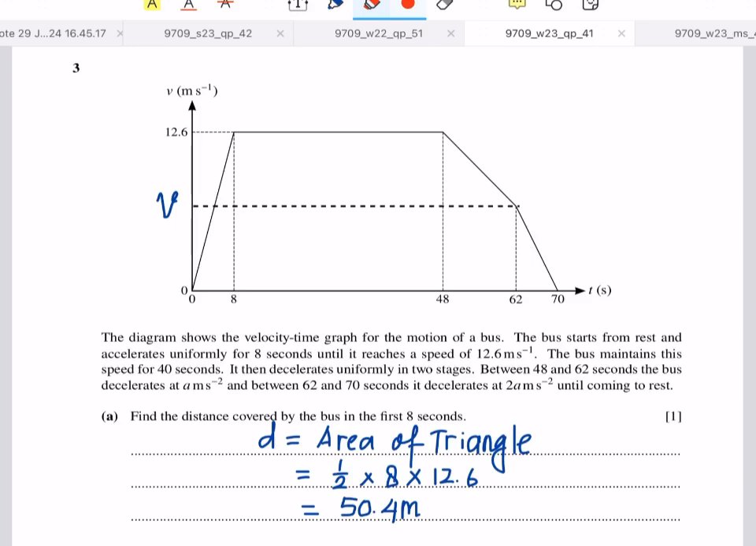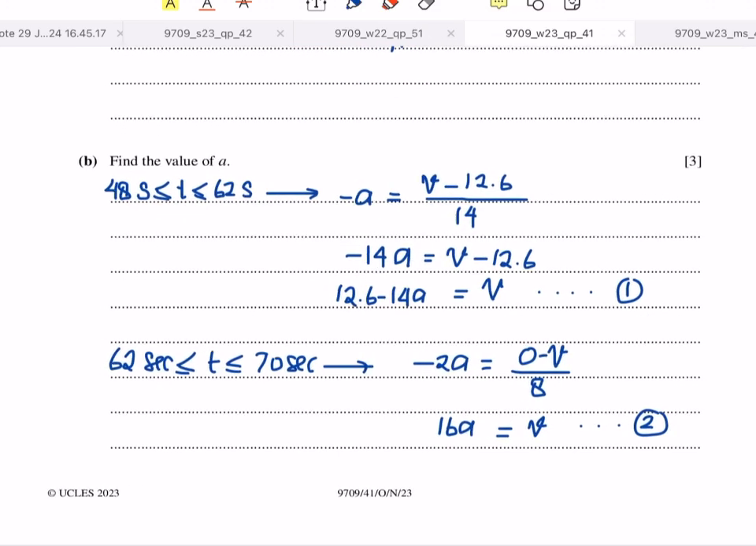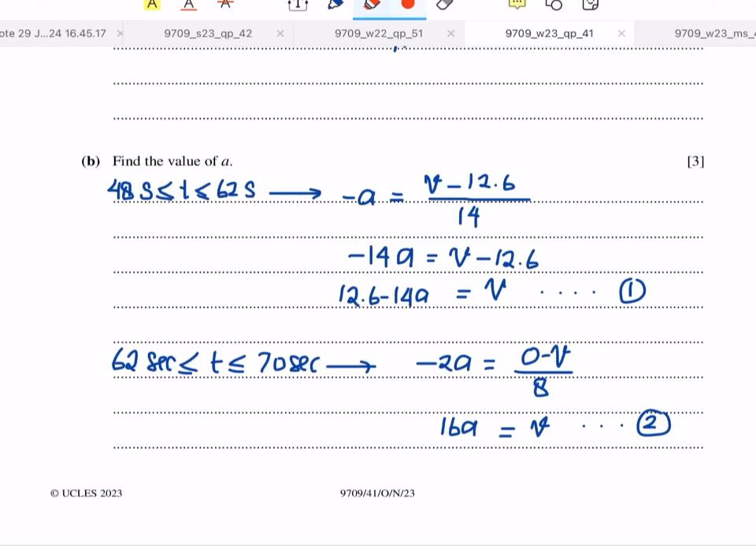A. Find the distance covered by the bus in the first 8 seconds. To find the distance, we can use the area under the graph. In this case, the distance is the area of the triangle. It is half times base times height. The answer is 50.4 meters. Part B. Find the value of A.